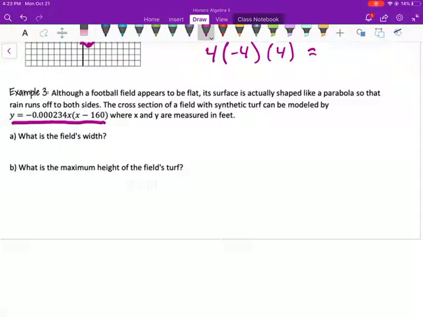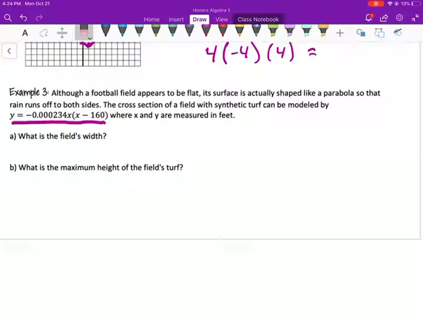All right, so the field's width. Okay, so here's our field. It is so slightly curved. We want to know how far it is from here to here. Well, hopefully those are our x-intercepts. Now, those aren't technically our intercepts. They're a little different, but typically this is what we're talking about. We're wondering how far the distance from here to here is. Okay, so let's find it.